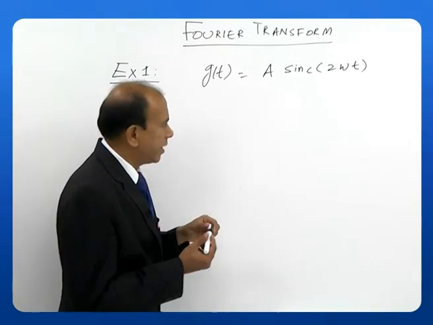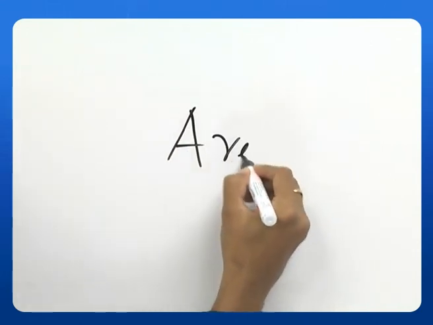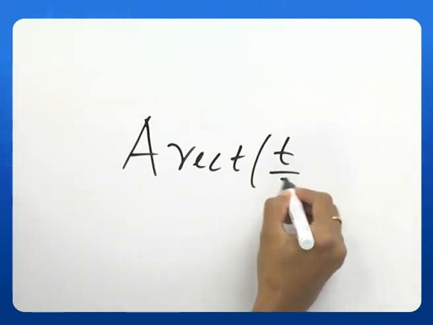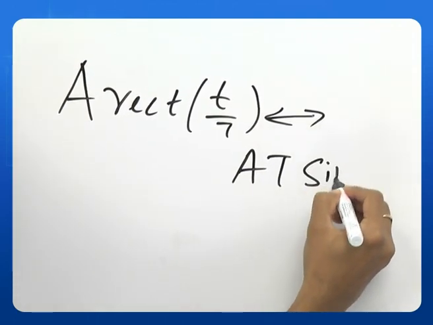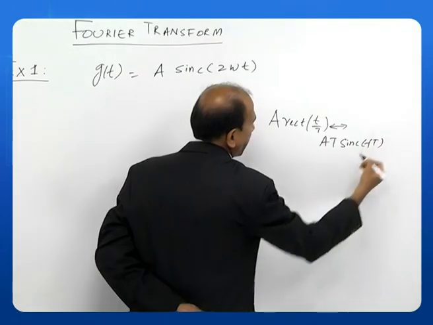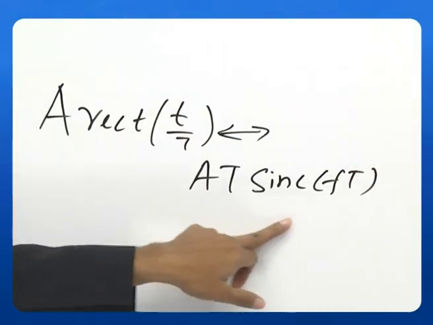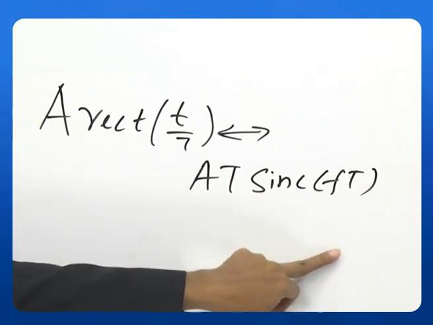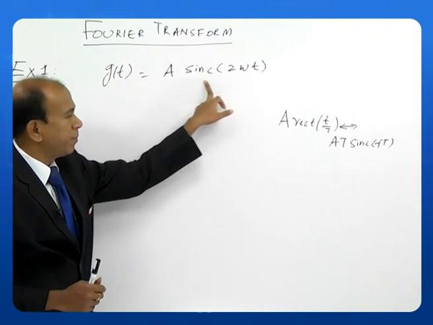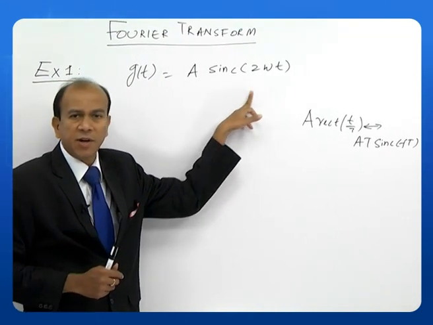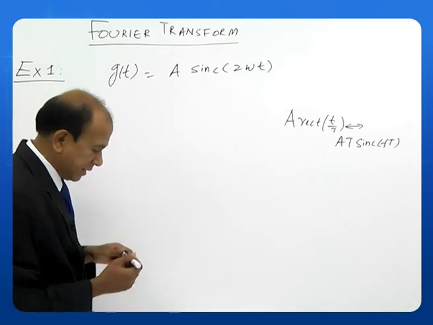If you remember, earlier we have seen that a rectangle t by T has a Fourier transform equal to A T sinc fT. That means the Fourier transform in the frequency domain is a sinc function. What is the problem given? The problem talks about a sinc function in the time domain. So this is a perfect case of the duality property. So what does the duality property say?